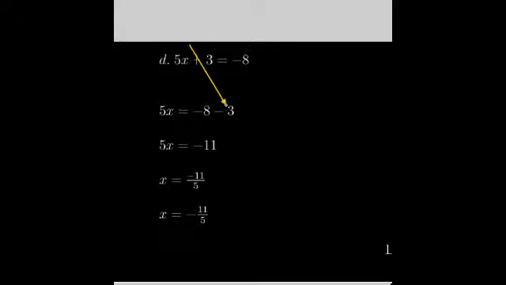So I now have minus 8 take away 3, which is minus 11. And now all I have to deal with is the 5x. And 5x can be dealt with quite nicely, similarly to before.